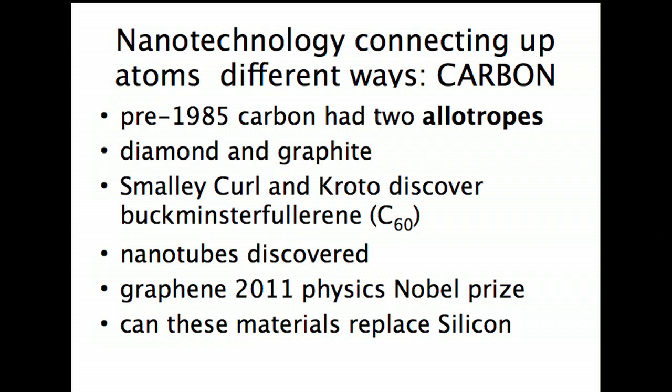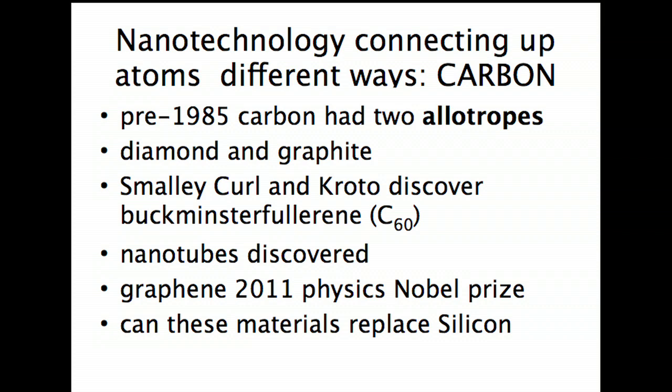Well, in 1986, three scientists, Rick Smalley, Curl, and Kroto, discovered a new form of carbon that had never been known before. This is just pure carbon, and it contains 60 carbon atoms. And they received a Nobel Prize for their work.